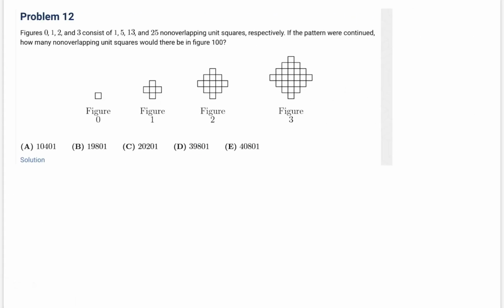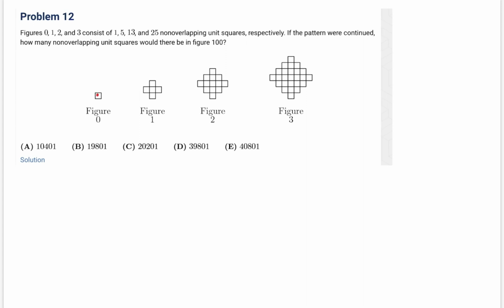Problem number 12. The figures show 1, 5, 13, and 25 non-overlapping unit squares. So how many would there be in figure 100? If we look at this one, the numbers are 1, 5, 13, and 25, but these don't give you much of a clue, right? So let's look at the figures.